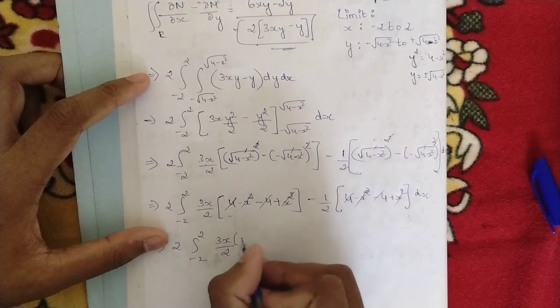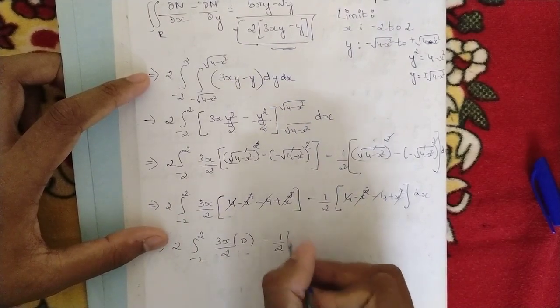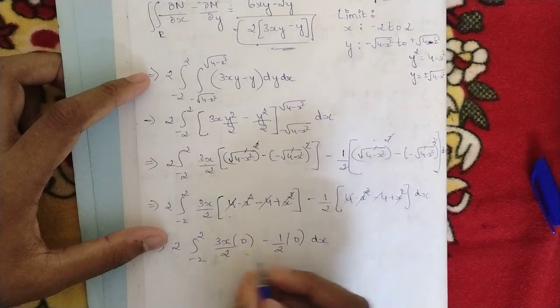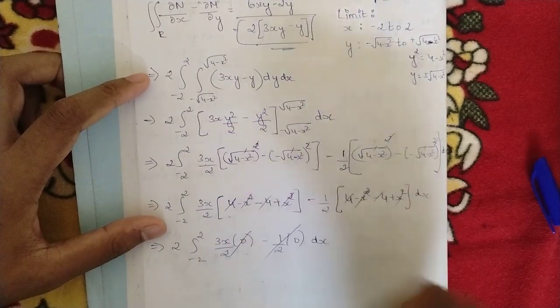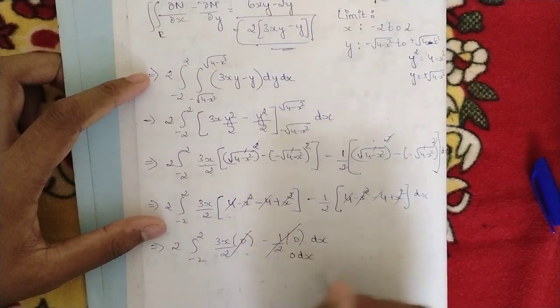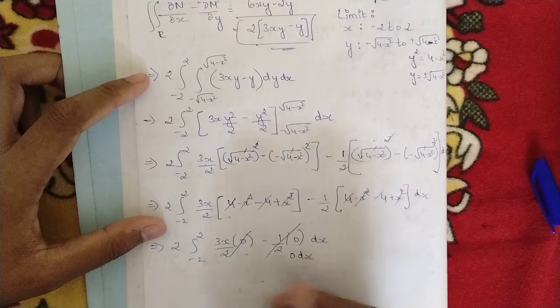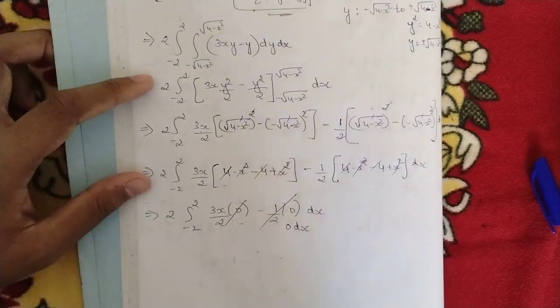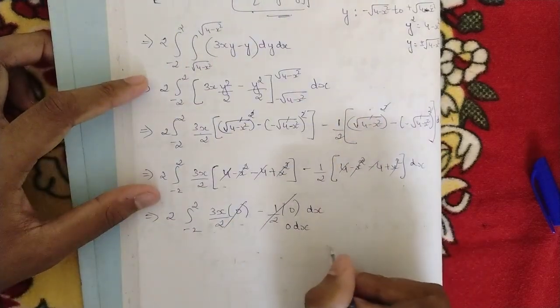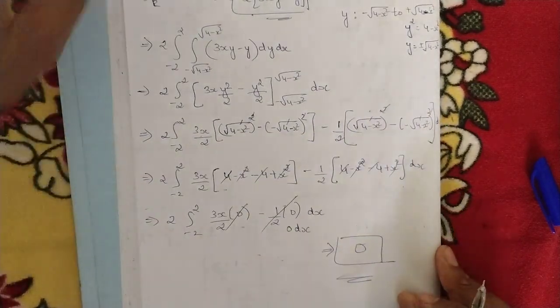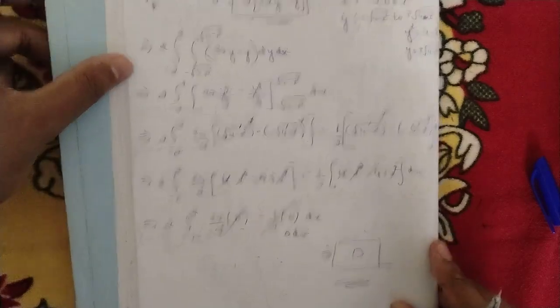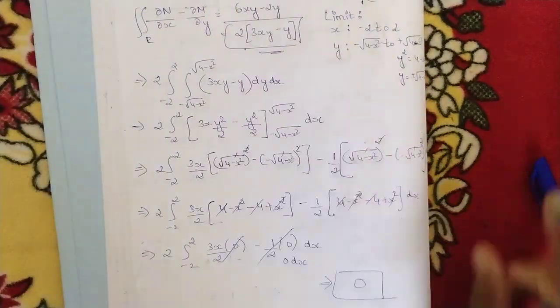3x by 2 into 0 minus 1 by 2 into 0 dx. Both are getting multiplied by 0, so both would be cancelled and you would be getting 0 dx, right? So if you do the integration of dx, it is also getting multiplied by 0 only. So our final answer is 0. For this particular problem, for the circle, the answer we would be getting is 0. So yeah, this was the problem. Note it down.